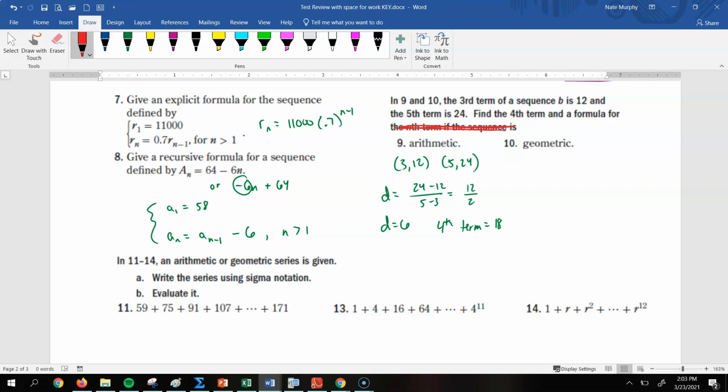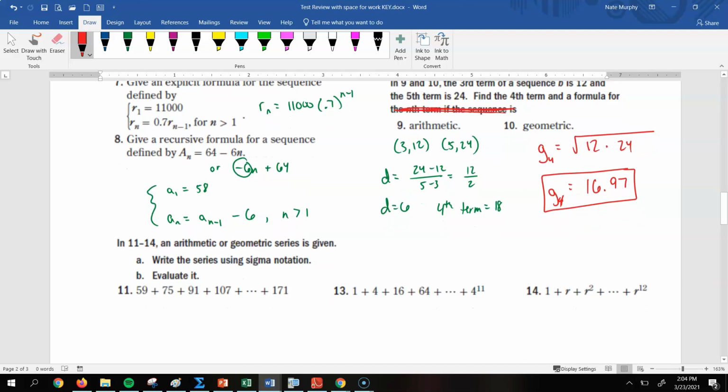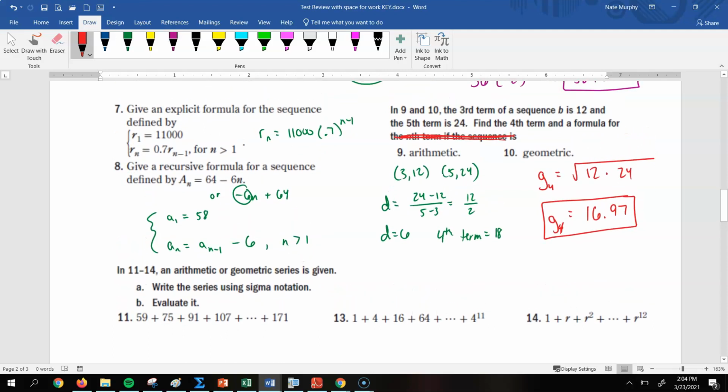So for both of these, for 9 and 10, all I care about is that you know how to find the fourth term. So let's do that now for number 10. If it's a geometric sequence, remember that means to find the fourth term, we're going to find the geometric mean of the two values. The two values would be 12 and 24. So 12 times 24 would be 288. And then if I take the square root of 288, I get 16.97. It keeps going on, but we'll just leave it like that. So the fourth term, if we treat it as a geometric sequence, would be approximately 16.97. And again, you didn't have to do the second part of number 9 or 10.